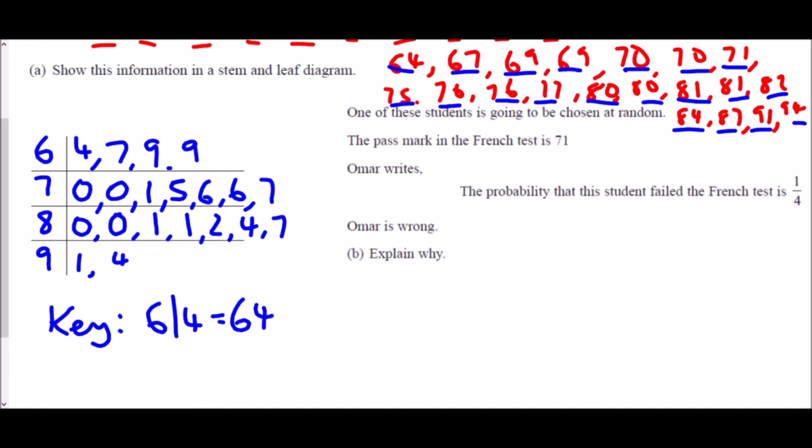Now, what we were told here is one of these students is going to be chosen at random. The pass mark in the French test is 71. Omar writes the probability that this student failed the French test is 1/4. Omar is wrong. Explain why. Well, if 71 was the pass mark, how many people have failed? Well, that is one person, two people, three people, four people, because they got less than 70, but then a fifth and a sixth person. So 6 people failed.